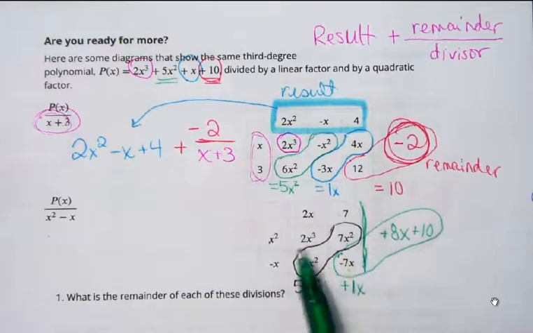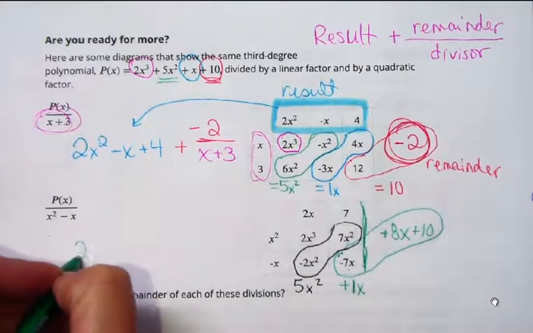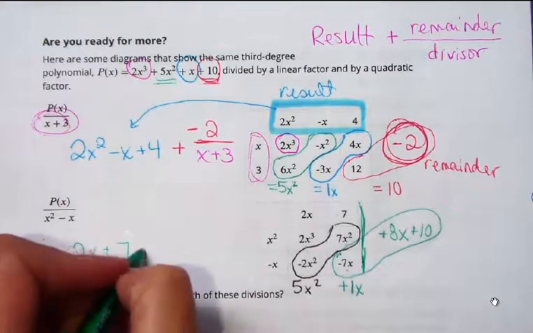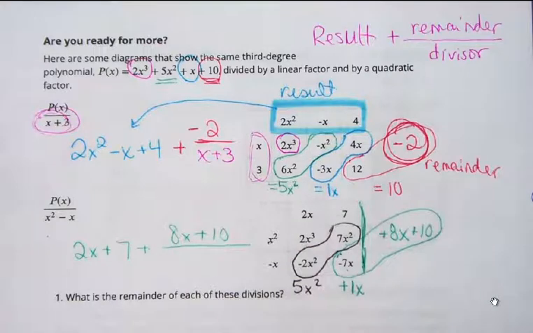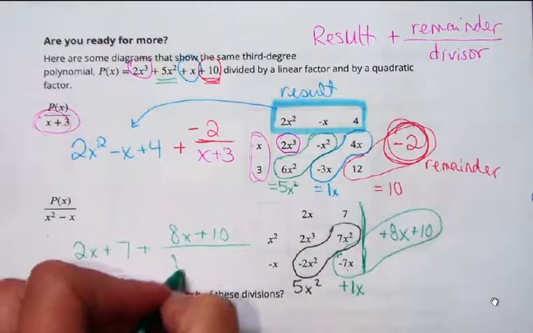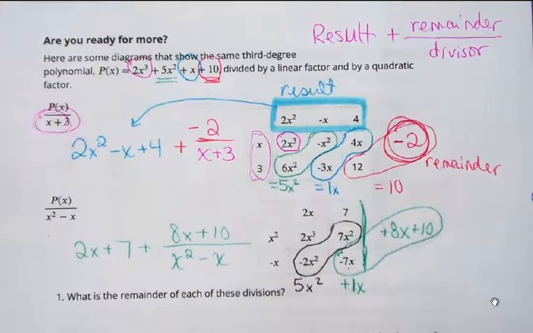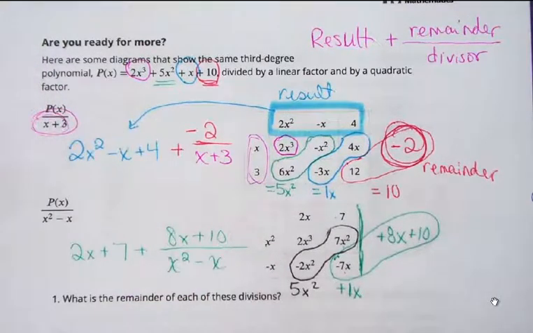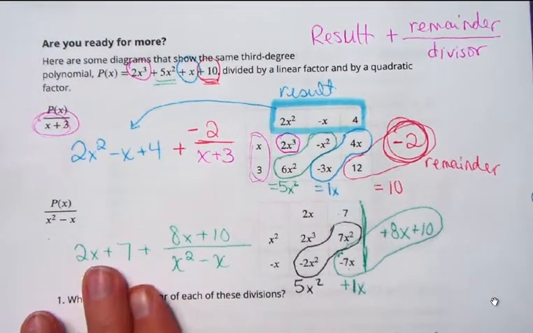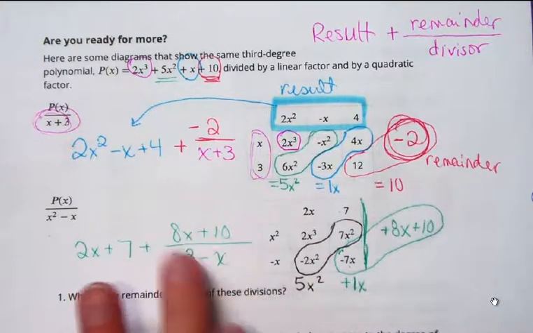So with polynomial division with a remainder, this is what we have and what it looks like. The result, 2x plus 7, plus the remainder, 8x plus 10, over the original divisor, x squared minus x. So we're going to start seeing with the second half of our unit, as we move into fractions and interesting graphs like this, that things aren't always going to divide evenly, but we can still keep on working with them and find parts that do divide evenly, and remainders are there.